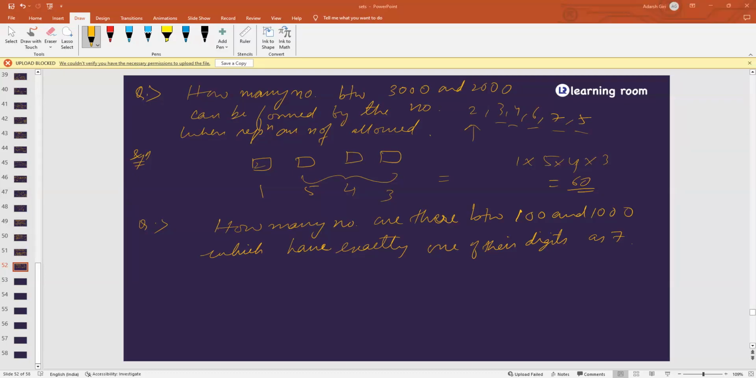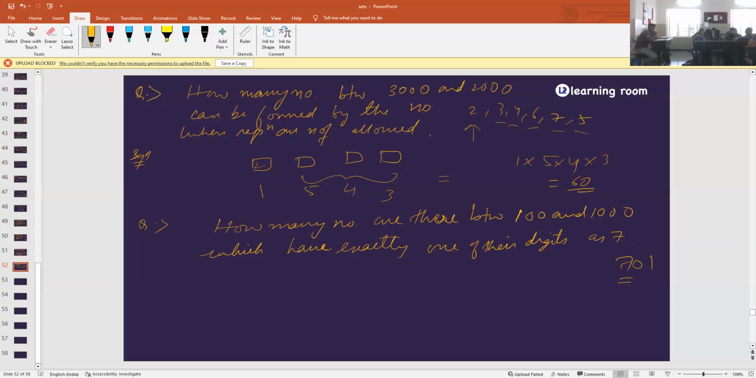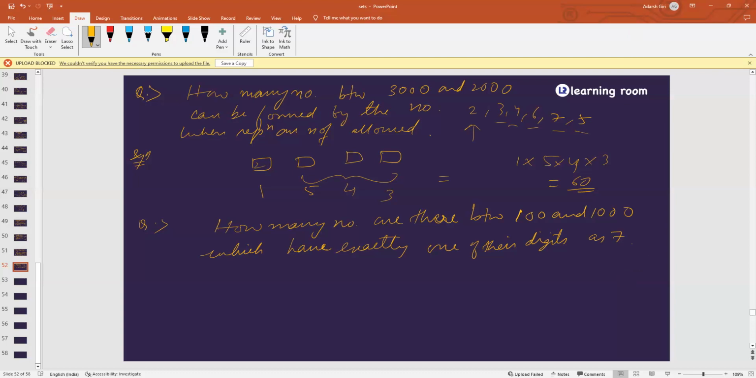Yeah, exactly. For example, 701 is a number. It contains 7 only one time. So there will be not many numbers after it: 702, 703, except for a few numbers there. It will be more than 72 now. Think of 3 cases. Case 1, 7 at units place. Case 2, 7 at tens place. Case 3, 7 at hundreds place.